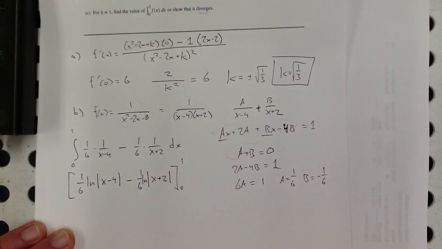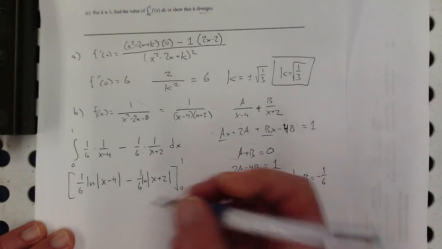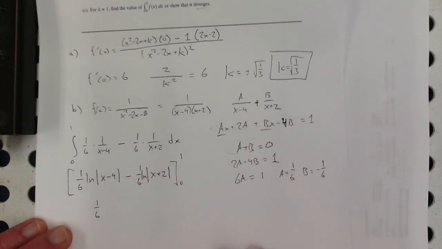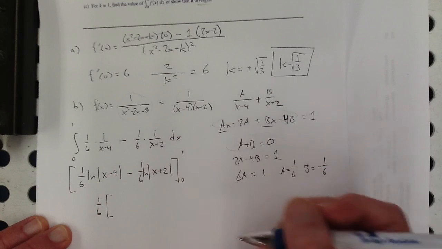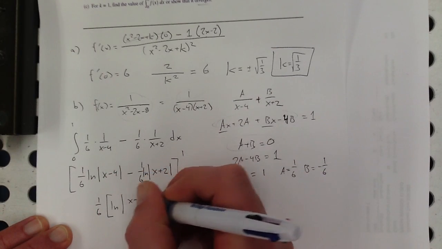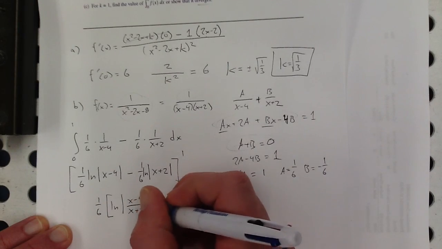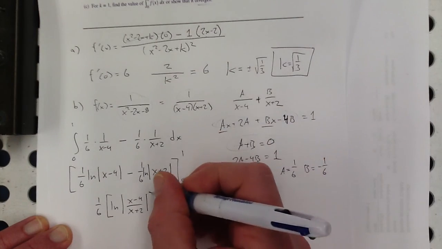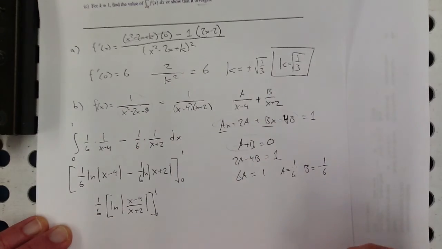So however you want to do this, you could certainly factor the 1/6 to the outside. You can also combine the natural logs if you want. So that's the same as 1/6 times the natural log of x minus 4 over x plus 2. You don't have to combine them like this. You don't have to factor out the 1/6. You can just go ahead and start plugging stuff in.